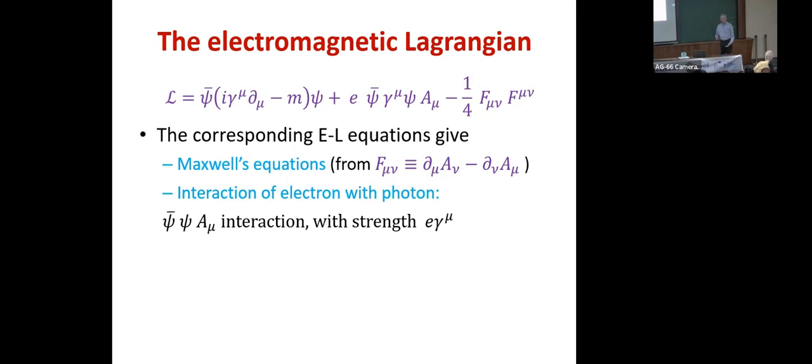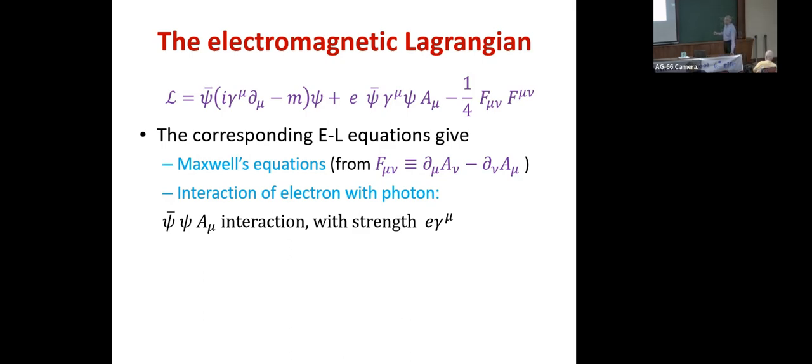So what do we normally do? We try to write down the corresponding Euler-Lagrange equations. We do Euler-Lagrange equations with A nu, and actually what we end up getting are Maxwell's equations. So Maxwell's equations are simply obtained by taking Euler-Lagrange equations with respect to A mu. We can also get the equation for the electron by doing a derivative with psi.